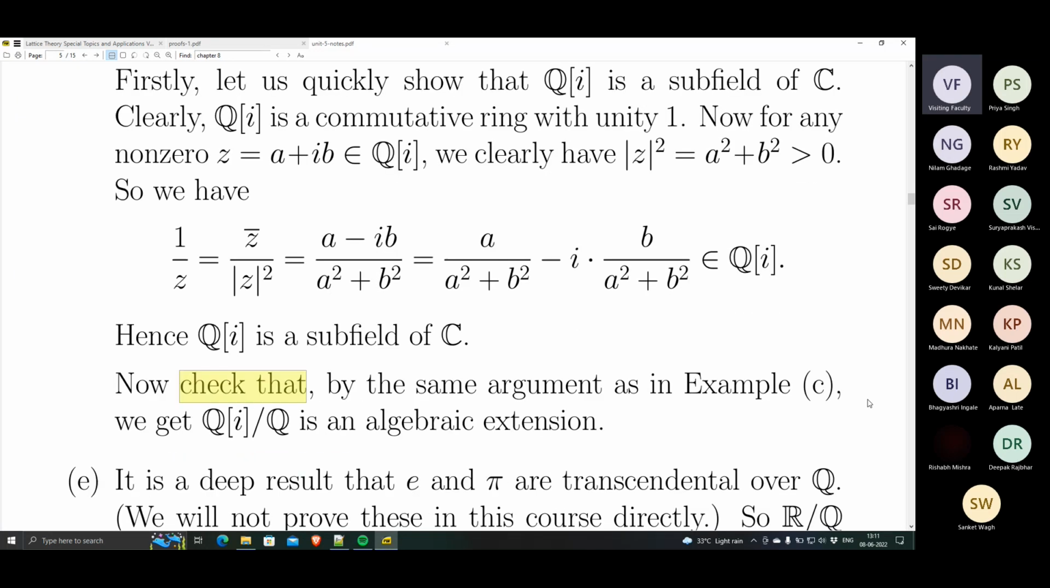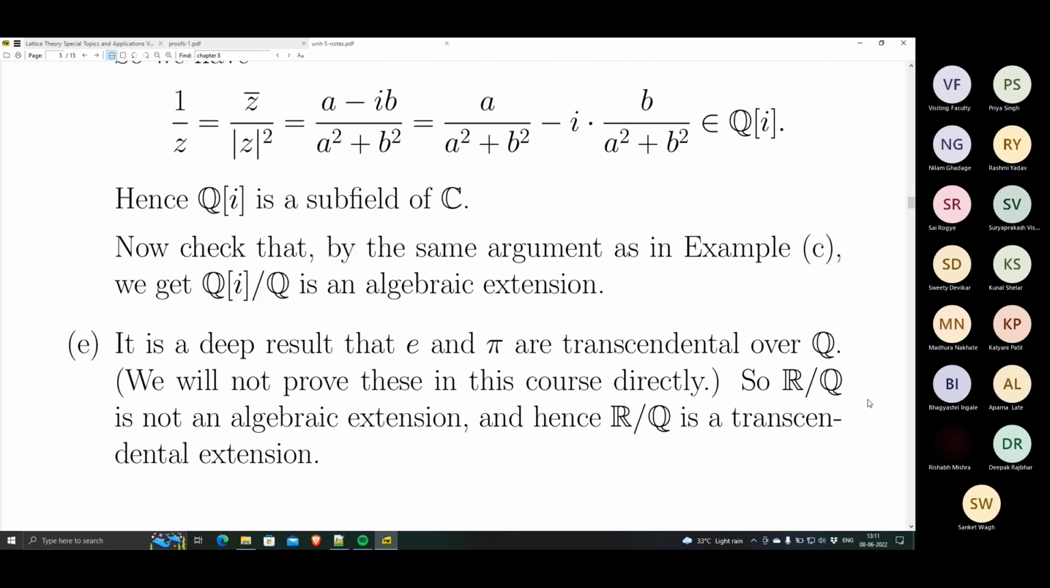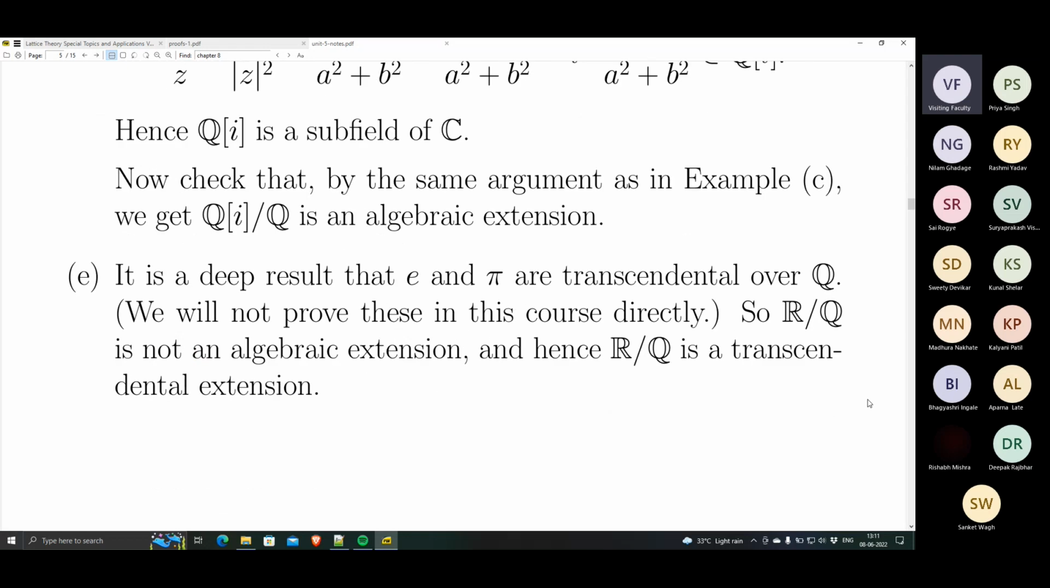Okay, so this was another example. Now we have seen examples of algebraic elements. Let's look at examples of elements which are not algebraic, or which are transcendental. It's a very deep classical result that e and pi are both transcendental numbers over the rationals.